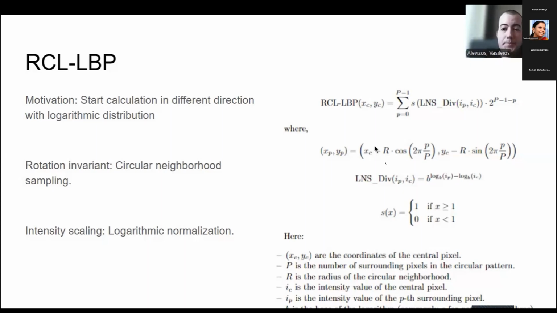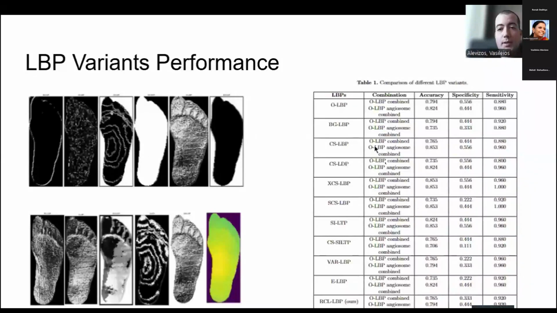For the evaluation of our experiments, we compared with 9 different LBP variations, including the original LBP variation and several others. We used thermographic images from diabetic and healthy patients, applying each LBP variation to extract texture features. These features were used with an XGBoost classifier for the final classification. We measured performance using metrics including accuracy, sensitivity, and specificity.